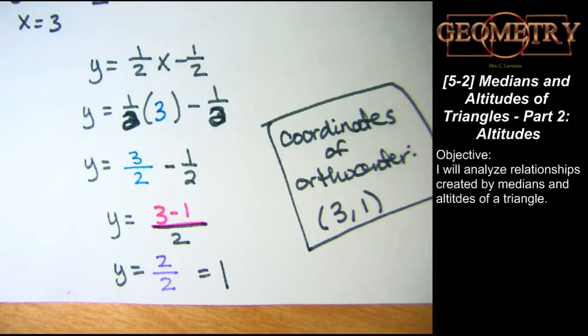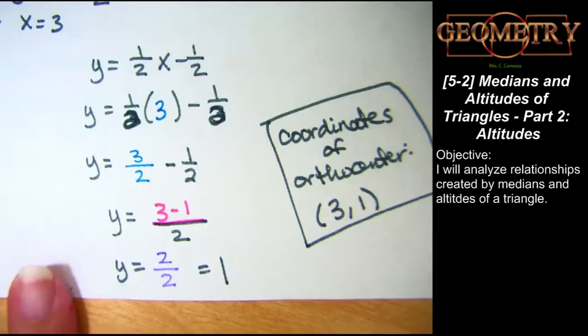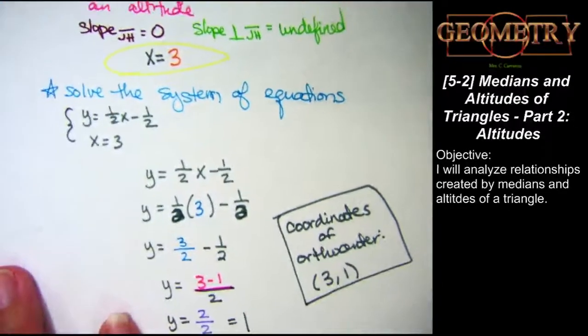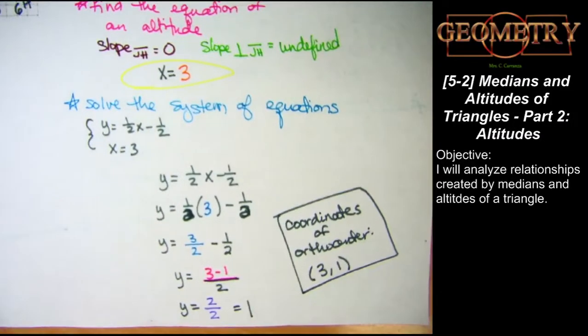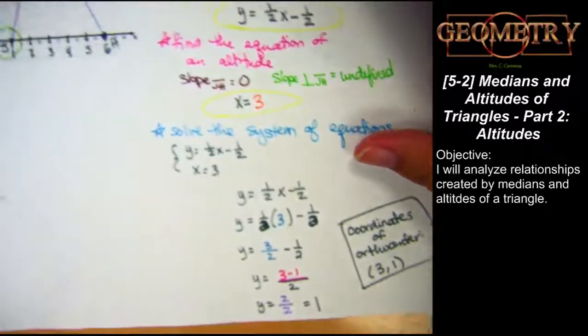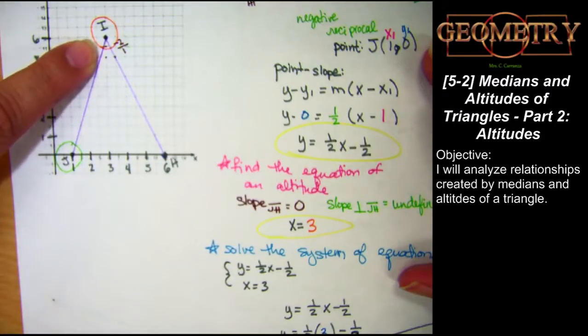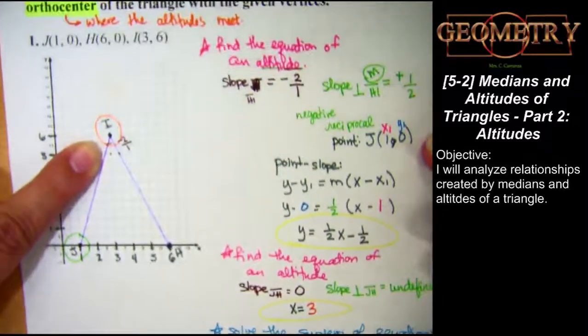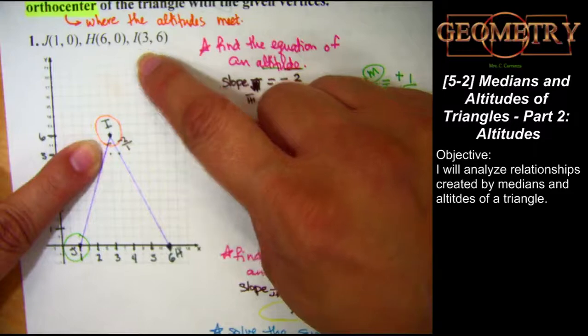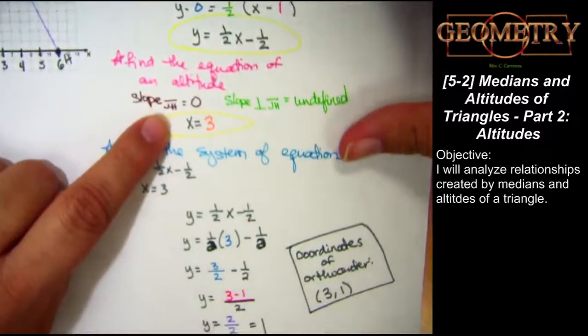Questions, comments, concerns, suggestions? How do we get x equals 3? How did we get x equals 3 when we were looking up here for the slope of the altitude, which was the line perpendicular to JH, the base of this triangle? We had to find the slope perpendicular to a slope of 0, which you guys said was undefined. And every undefined line has an equation of x equals and then a number. As an altitude, I know it has to go through the vertex of my triangle. It has to go through that point, which is the vertex, and the x-coordinate of that point is 3. And so the equation of this altitude must be x equals 3.